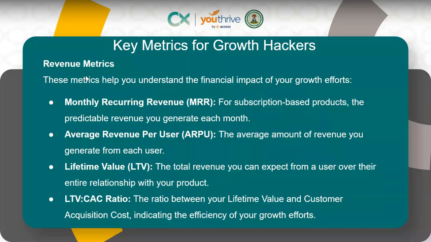Next is revenue metrics. These metrics help you understand the financial impact of your growth effort. Like we talked about last week, you see the monthly recurring revenue (MRR) for subscription-based products, the predictable revenue you generate each month. Some startups will tell you that they generate 50,000 to 20,000 USD in revenue per month. That's the recurring revenue, and this is mostly applicable to subscription-based products.